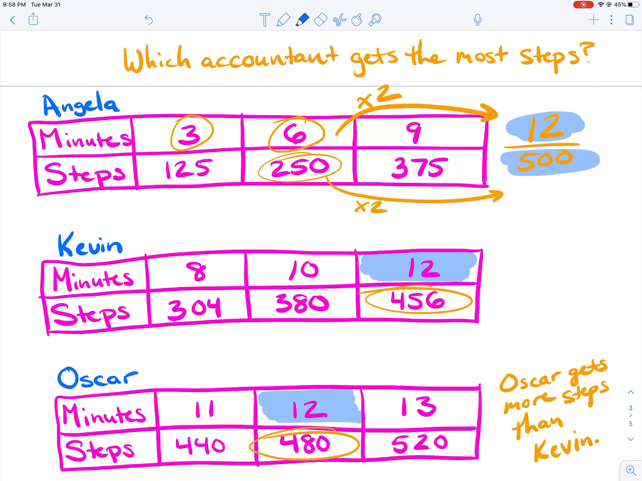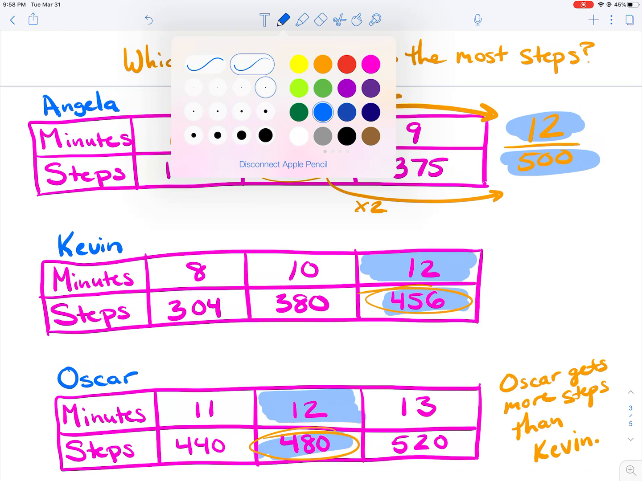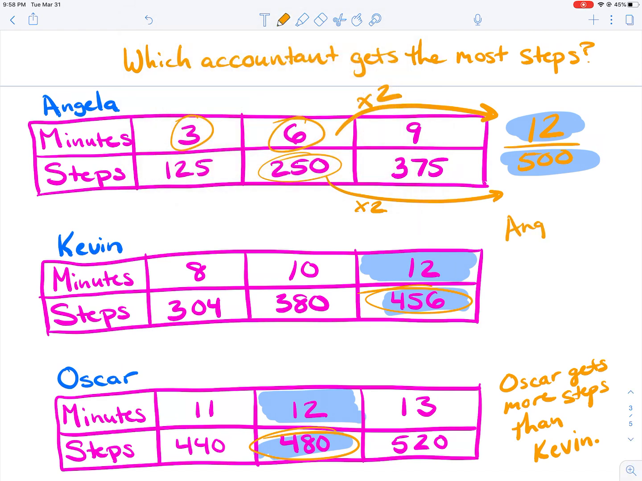And if we compare all three now, 500 steps in 12 minutes is greater than 456 and greater than 480. So our accountant, Angela, gets the most steps. Congratulations, Angela.